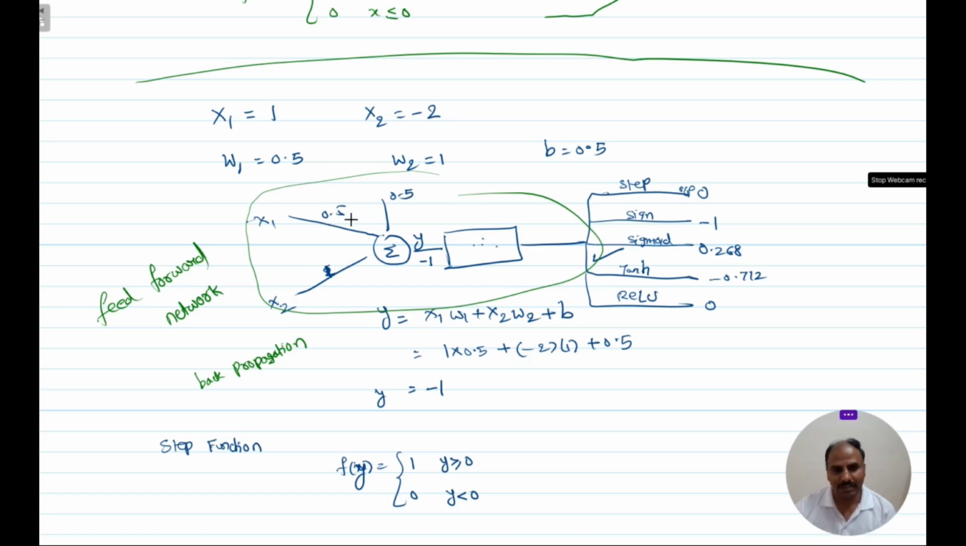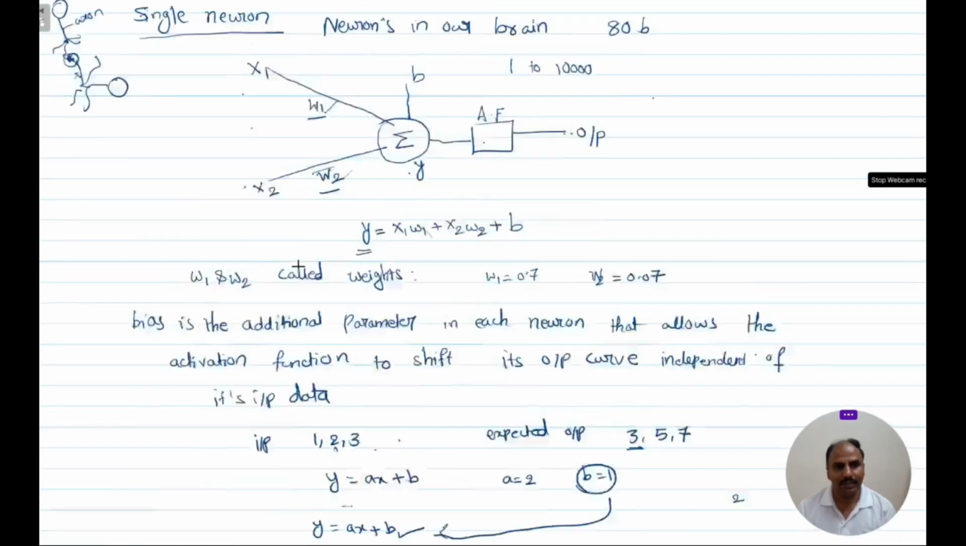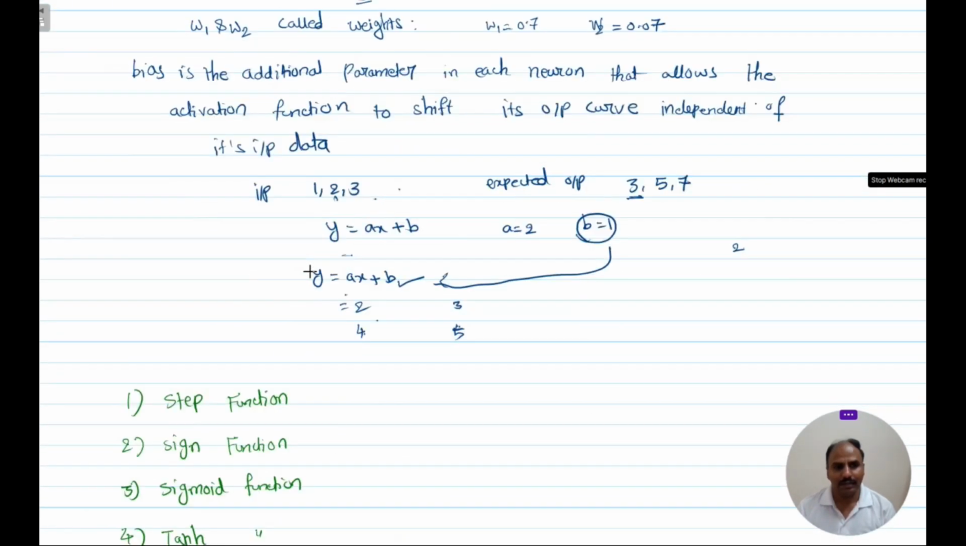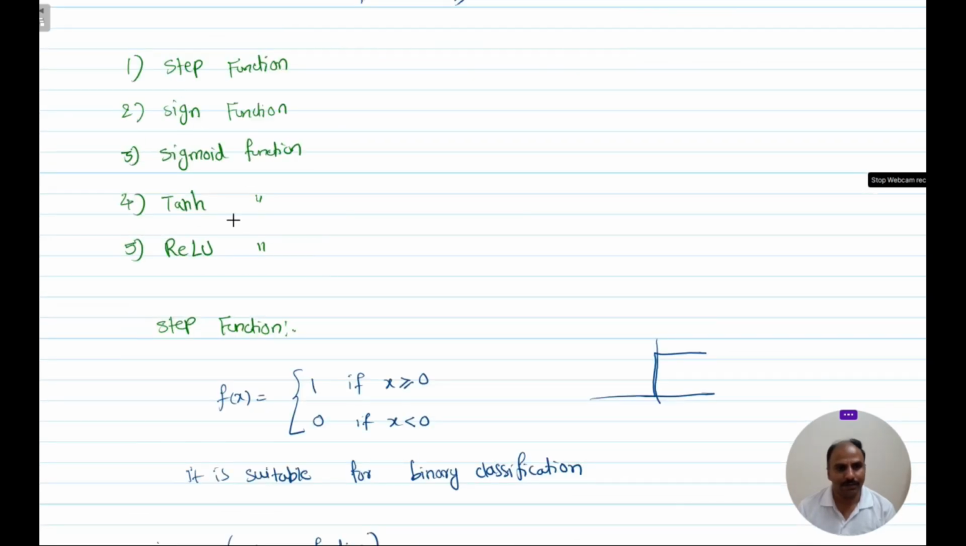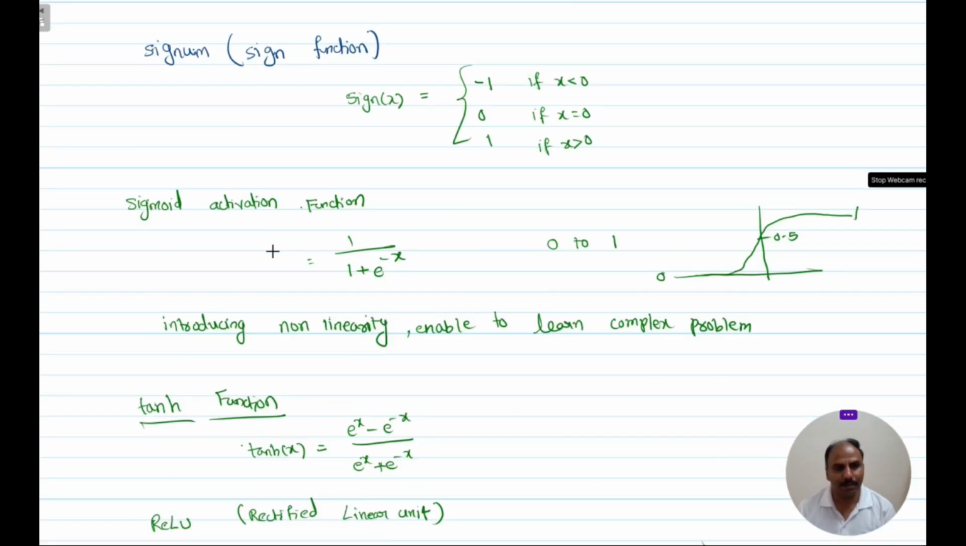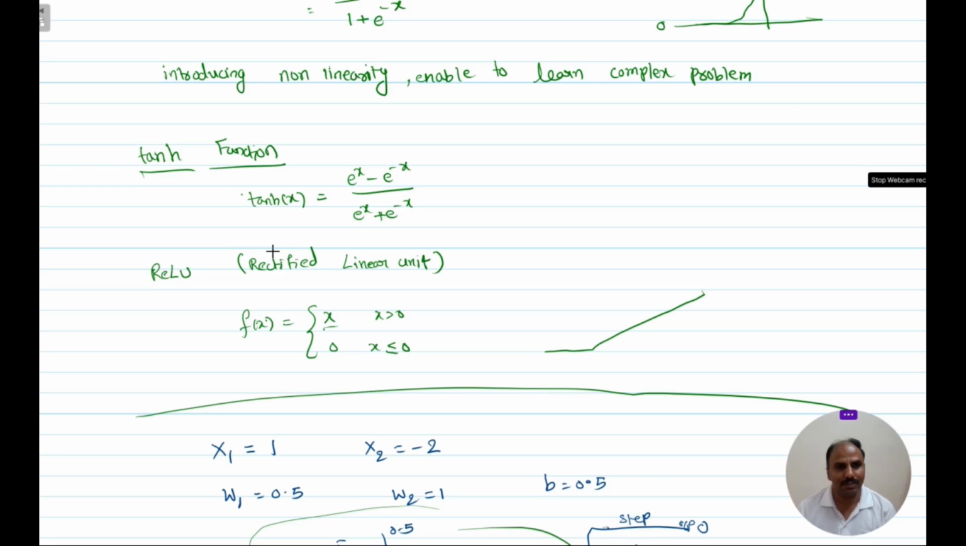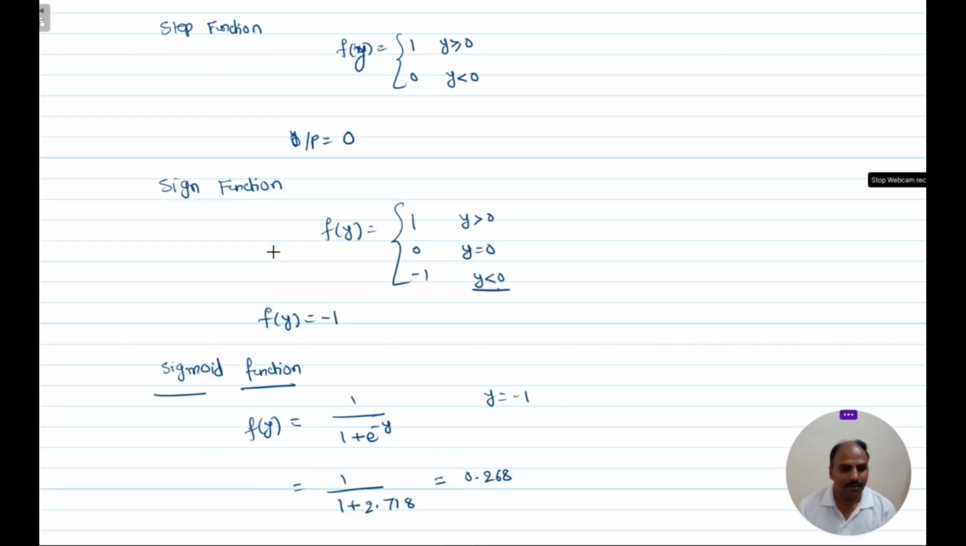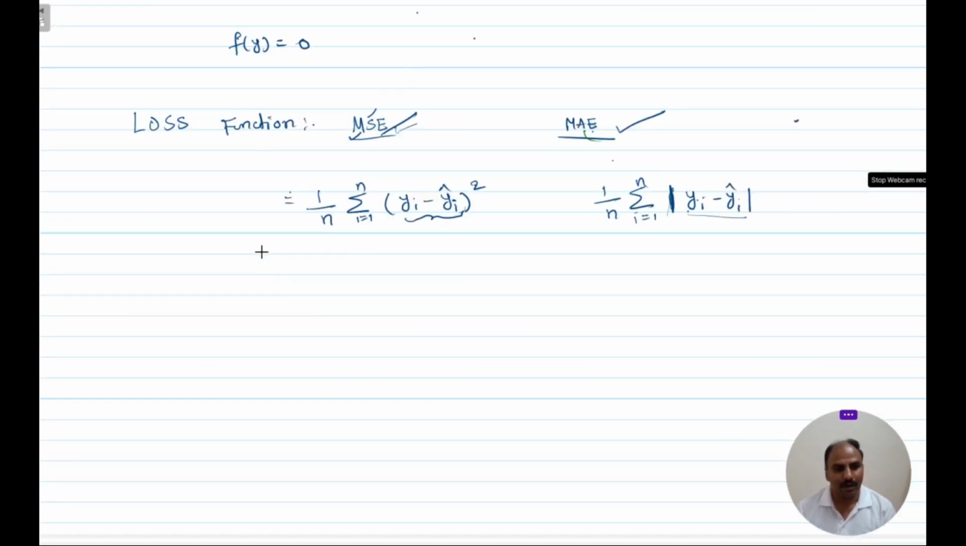Okay, this is the introduction to the artificial neural network. Here I have taken only a single neuron. Okay, and there I have introduced 5 activation functions and their importance, and where we can use these things, and finally we came to the loss functions, mean square error and mean absolute error. So this is the end of the introduction to artificial neural networks.